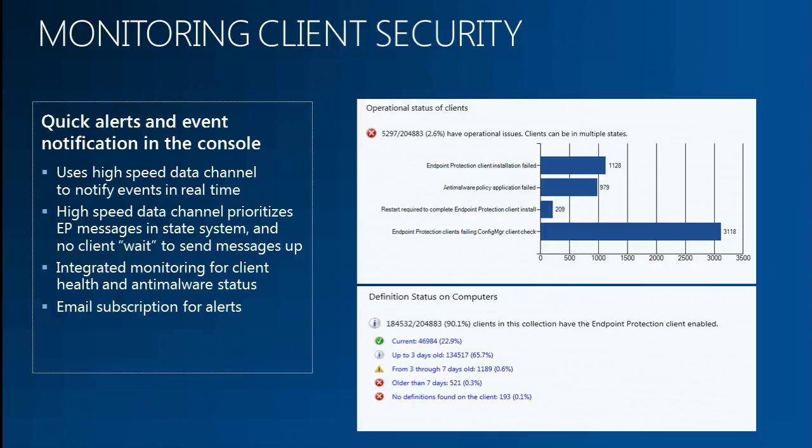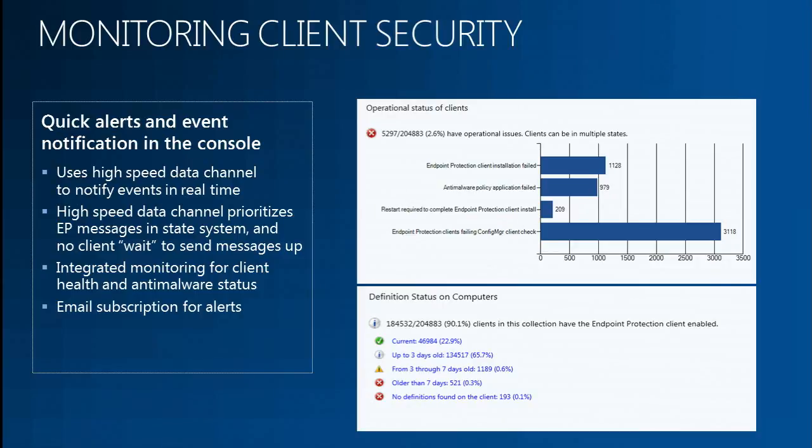So for monitoring client security, we have this alerts and event concept where our goal is to meet a 5-minute SLA. And we have achieved that in test, and that 5-minute SLA is a statement of our largest support size of 400,000 clients, so that we rapidly get information that you need for security up to your console and into your inbox so you can take action on those events. The way we did this is we implemented what we call the high-speed data channel. It's basically a superhighway for security-related events.